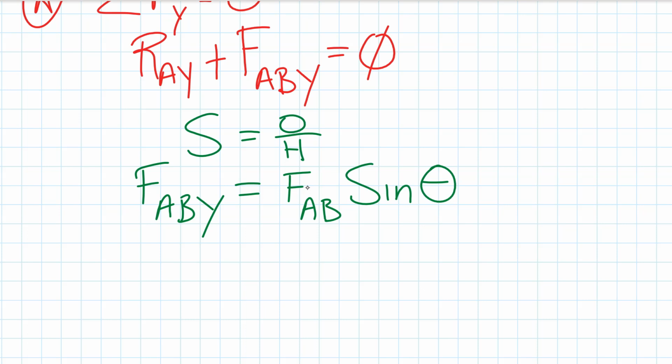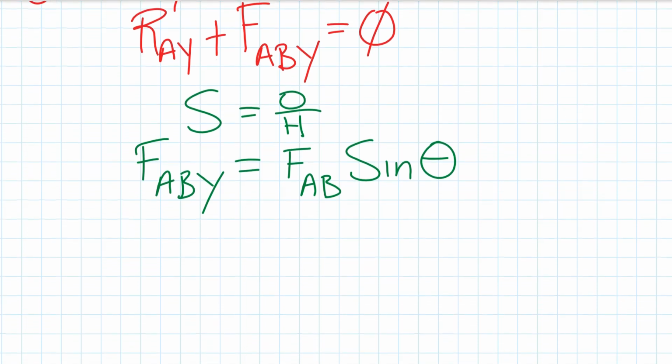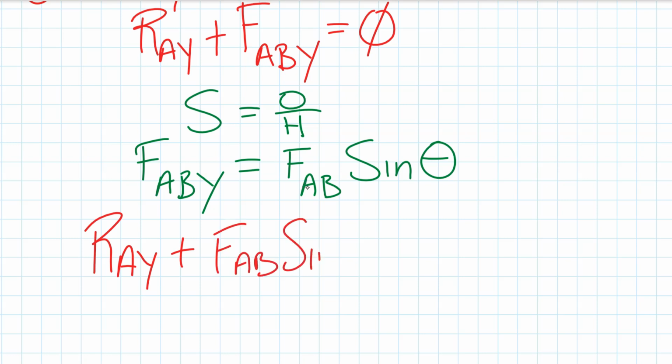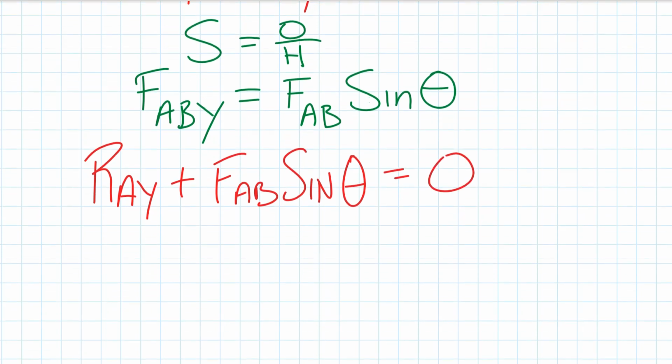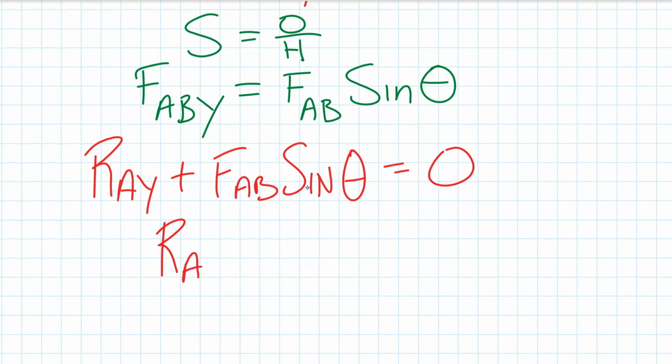So let's write this down again. We can write it like this. We also need to move the force of AB in the Y direction to the other side. We'll do that separately, in two steps, going slow. So RAY plus FAB sine theta equals 0. That means that RAY equals negative FAB sine theta.